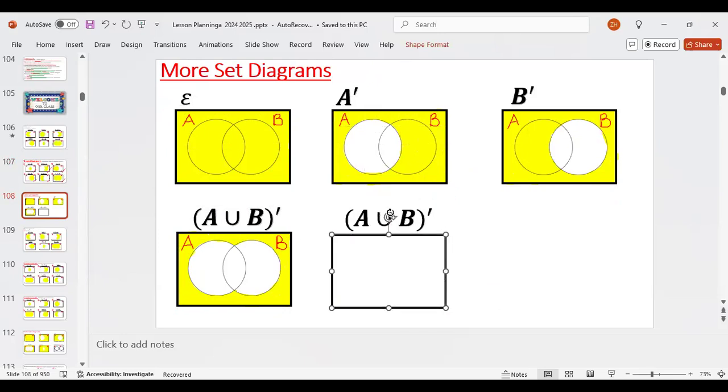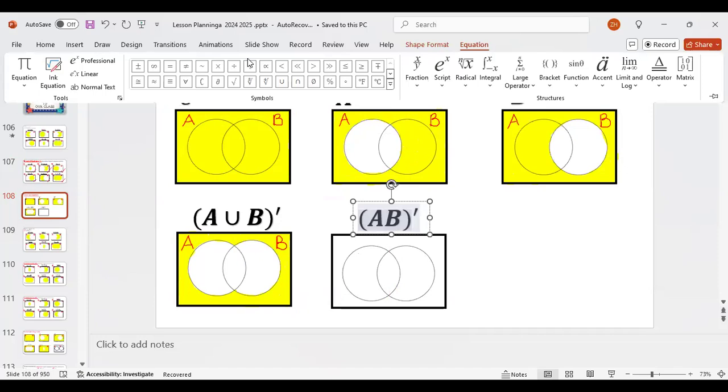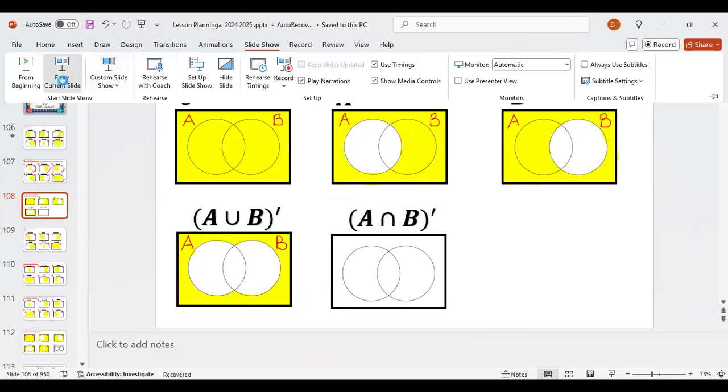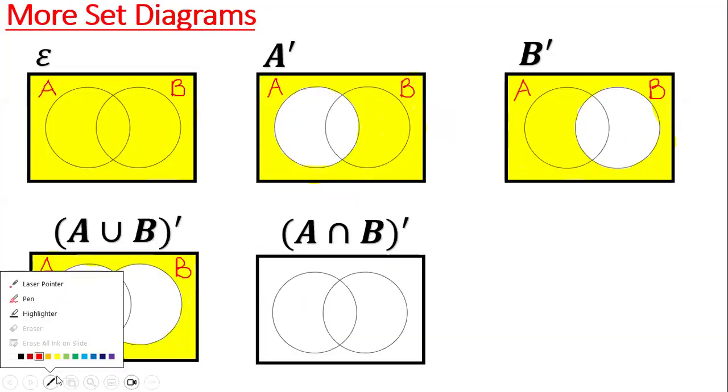Okay, so this one, I don't want the union. I don't want A union B complement. I want, you guessed it, the intersection. So how do we read this? A intersect B complement. Very good. A intersect B complement. Now, what does that mean?